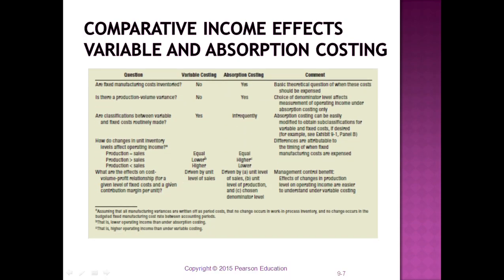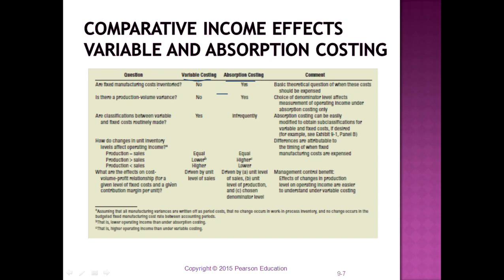Comparative income effect, that is, if you take variable costing method or if you take absorption costing method, what are the main differences? So maybe this slide could be considered as important, specifically for your consideration for the short answer question. So you can say that the question that you could ask while you are differentiating between the variable costing and the absorption costing.